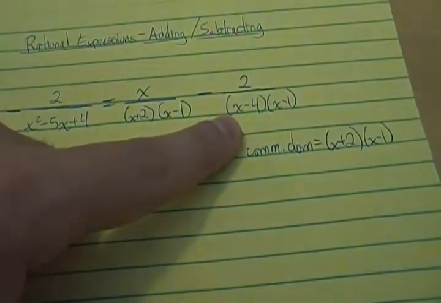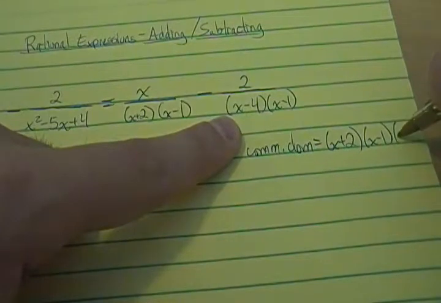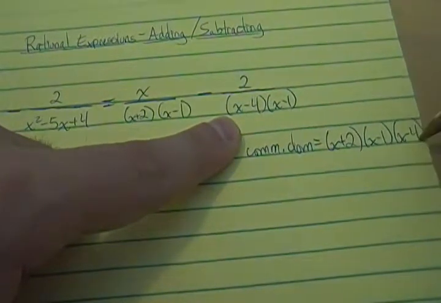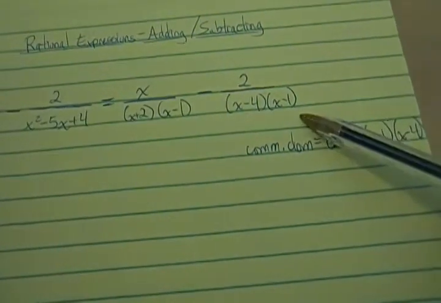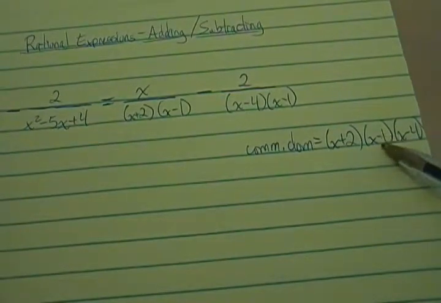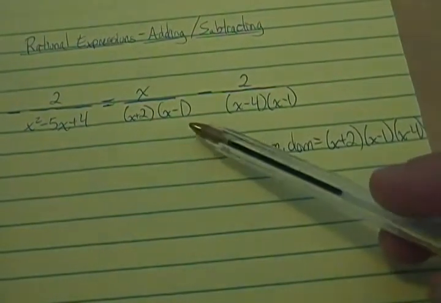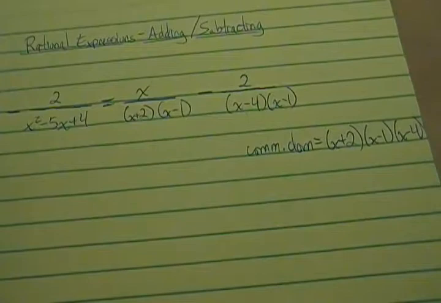Our other fraction has a factor of x minus 4, so that's going to be part of our common denominator. And this one also has an x minus 1, but we already have that x minus 1 included because that's a common factor that's shared with our denominator over here.